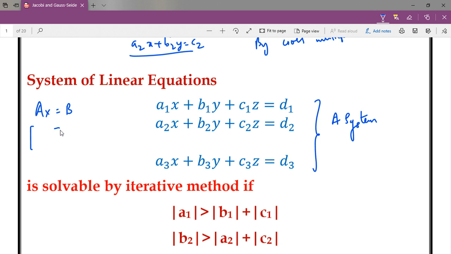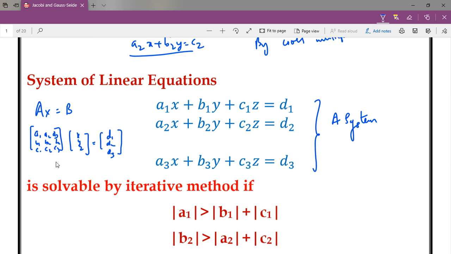A is a coefficient matrix, which has a1, a2, a3, b1, b2, b3, c1, c2, c3, and this is x, y, z, which is equal to the constant matrix, that is B. So we convert this into matrix, and we do some operations on this coefficient matrix, either to reduce it to upper triangular or to lower triangular. Then we go on back substitution, and we get x, y, z values. That is what we call direct methods.